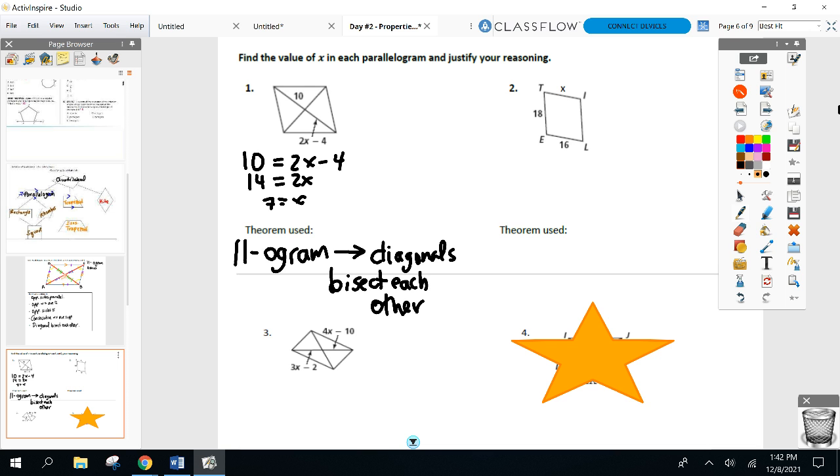We okay? Real quickly, number 2. What do you got for x? 16. I'm not even going to ask. More important to me is tomorrow when we start doing proofs. So now I'll write parallelogram implies what property am I using here? Opposite sides congruent.